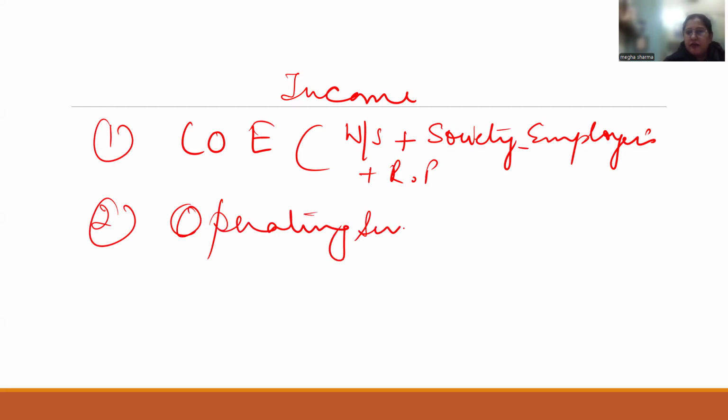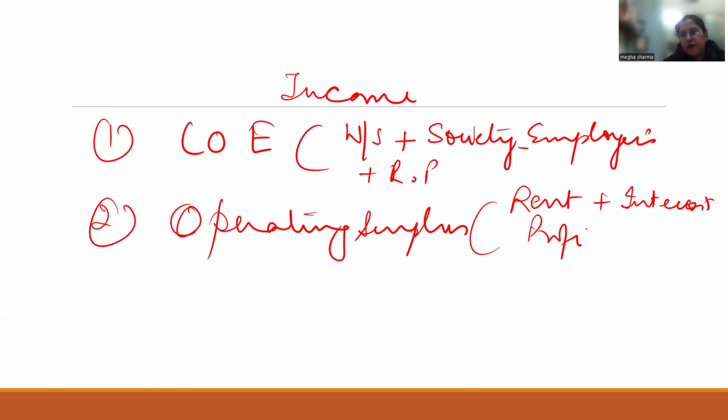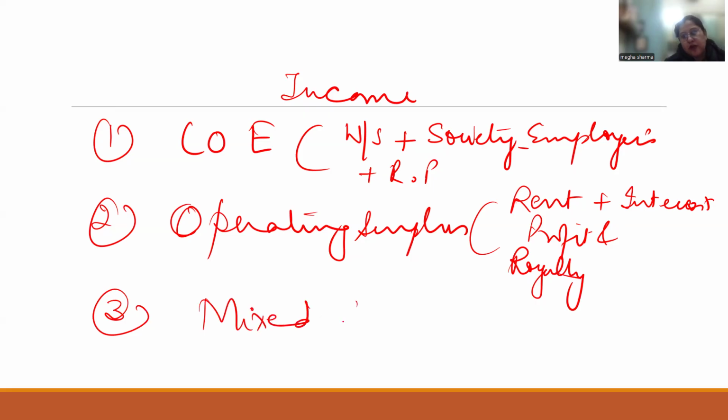Next, we have operating surplus as a main component. If you find operating surplus as written over there, use it directly. Else, you can add rent, interest, profit, and royalty to calculate operating surplus. Third component is mixed income.